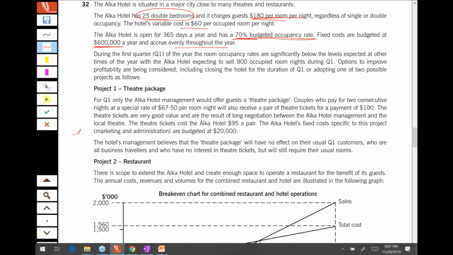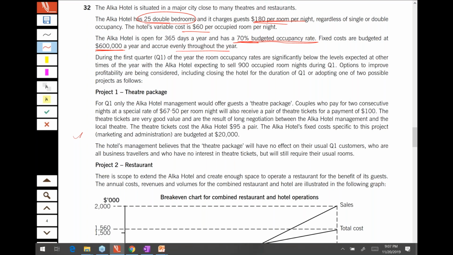During quarter one of the year, the room occupancy rates are significantly below the level expected at other times of the year, with Alka Hotel expecting to sell 900 occupied room nights during quarter one. So that's pretty low. Options to improve profitability are being considered, including closing the hotel for the duration of quarter one or adopting one of the two possible projects as follows. So one option is to close the hotel, because CVP analysis is a decision making technique and it helps in taking the right decisions. The other option is to go for one of the possible projects given below.